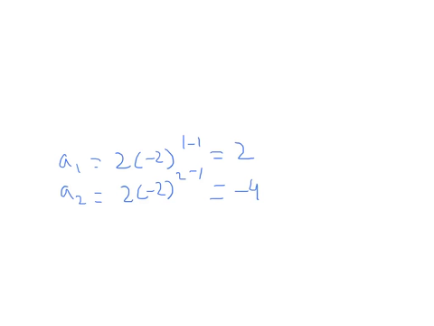So I went ahead and wrote out the problems. If we want to find a sub 1, the first one, we just plug in 1 for n, and we find out that it's 2. And then we find the second term: we plug in 2 for n, and we get negative 4. So now we still want to find r, so we do the formula. The second term divided by the first term equals r, so negative 4 divided by 2 equals negative 2. So that's what r equals.